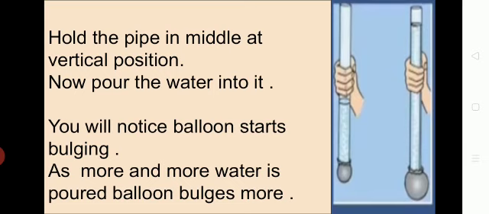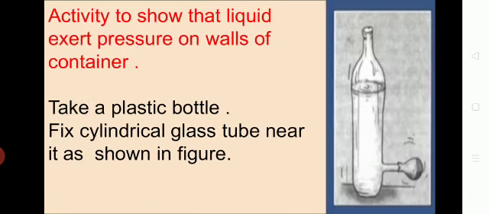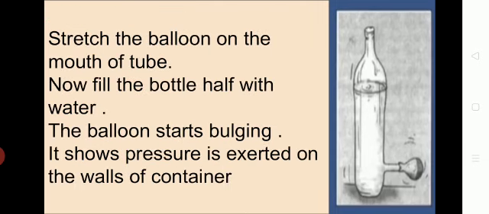As more and more water is poured, the balloon bulges more. This implies that liquid exerts pressure at the bottom of the container. Activity to show that liquid exerts pressure on the walls of a container. Take a plastic bottle. Fix a cylindrical glass tube near it as shown in the figure. Stretch the balloon on the mouth of the tube. Now fill the bottle half with water. The balloon starts bulging. It shows that pressure is exerted on the walls of the container.